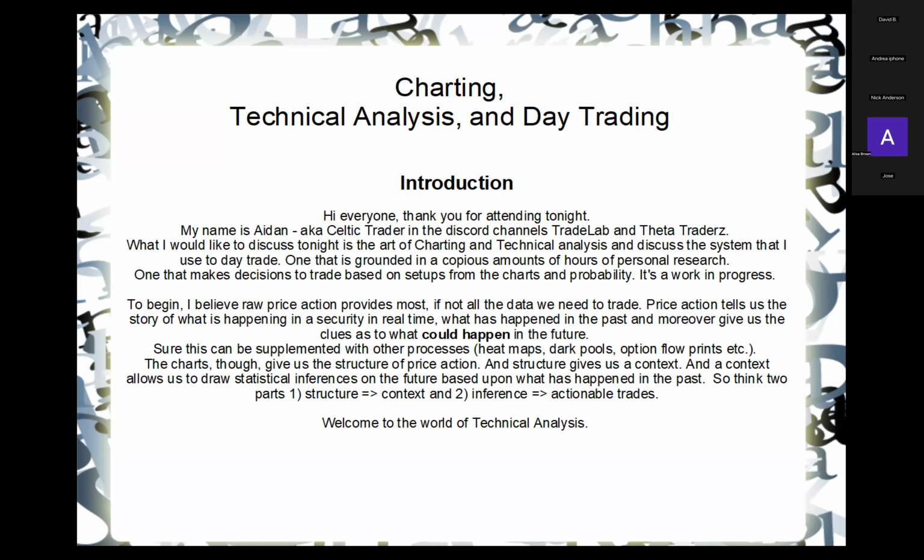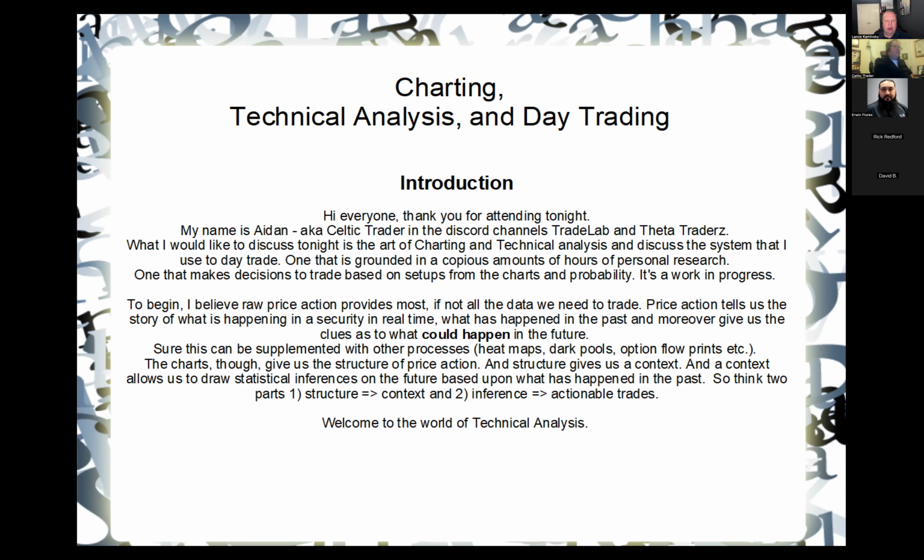So to begin with, let's talk about price action and what that means. Price action provides most, if not all, the data that we need to trade. Price action tells us the story of what's happening in a security, be it Google, be it Meta, be it an ETF like SPY or QQQ in real time, what has happened in the past, and moreover, it gives us clues as to what could happen in the future. Now, sure, this can be supplemented with other processes like dark pools, heat maps, option flow prints. There's other techniques that you can use to supplement your trading.